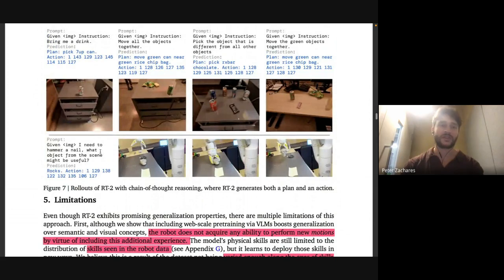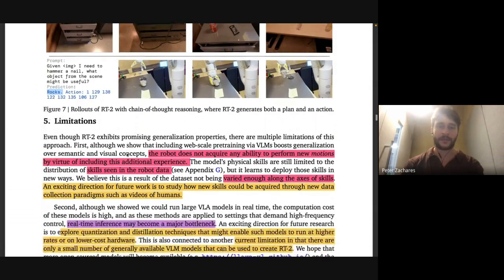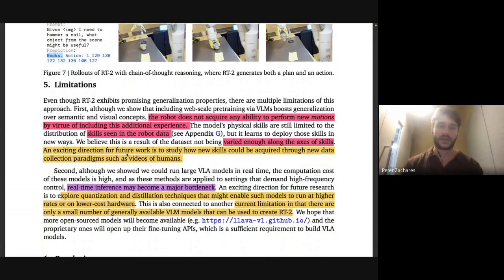But they do show some interesting things. Like, given a prompt, I need to hammer a nail. What object from the scene might be used? And then the planning is, okay, you should use a rock, and here's an action. So it's able to do more complex reasoning and translate that into action. So yeah, I thought it was an interesting paper.